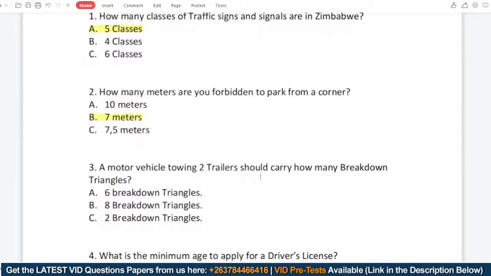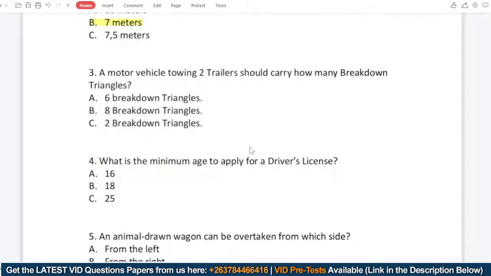So let me just underline that. Number 3, a motor vehicle towing 2 trailers should carry how many breakdown triangles? It should carry 6 breakdown triangles.